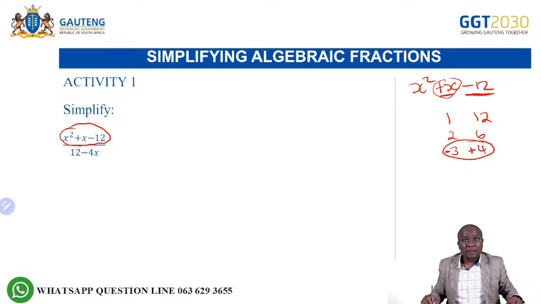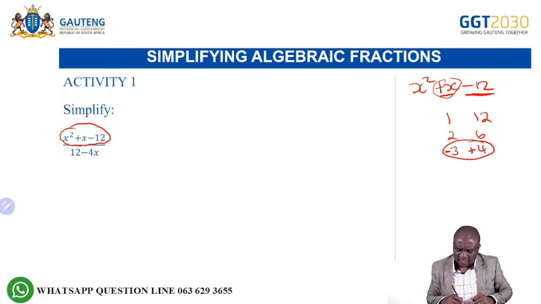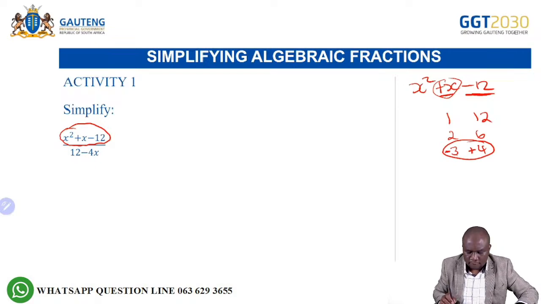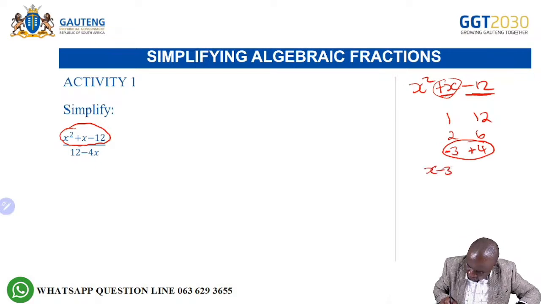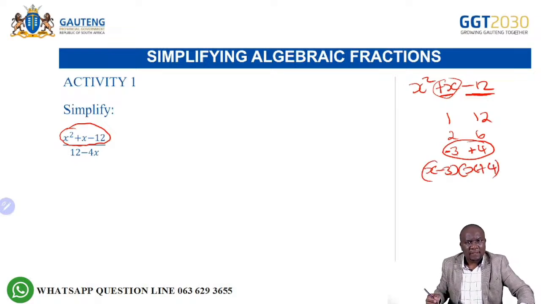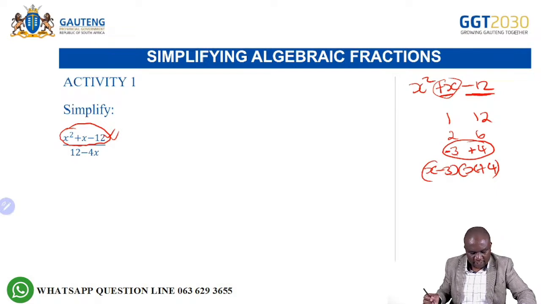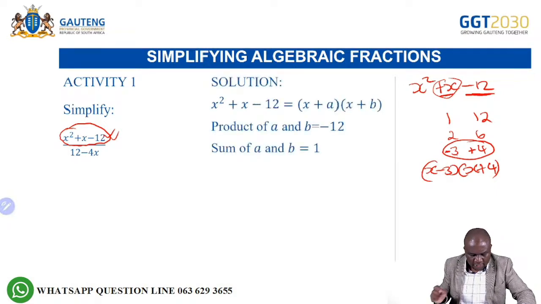Let's just check. Positive 4 times negative 3 is negative 12, isn't it? And then 4 minus 3 is 1. So these are the factors we're looking for. So it should be x minus 3, x plus 4. Okay? Right. And then so we have factorized there. We put those factors. And then, but check again.